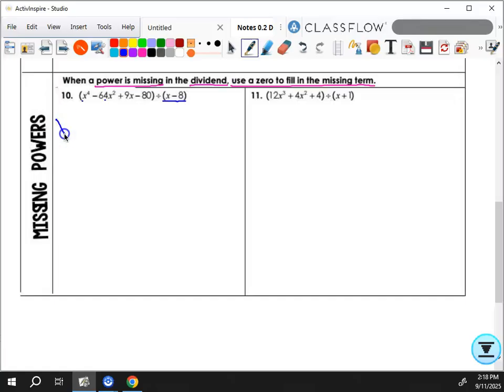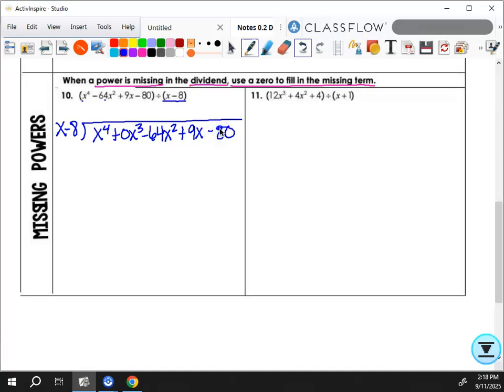So out here, we have x minus 8. Give myself some more room. X minus 8. On the inside, I start with x to the 4th. There is no x cubed term, so I'm going to put plus 0x cubed. I need a placeholder there. Then I do have an x squared term, minus 64x squared plus 9x minus 80.